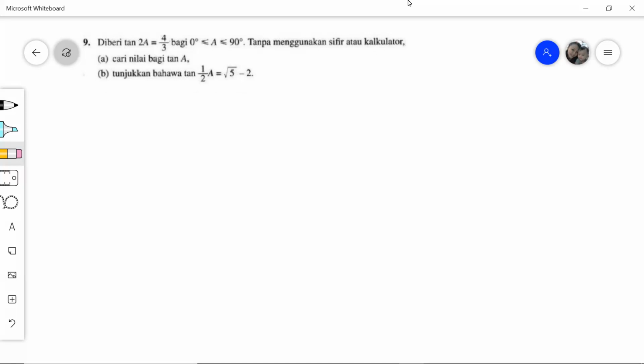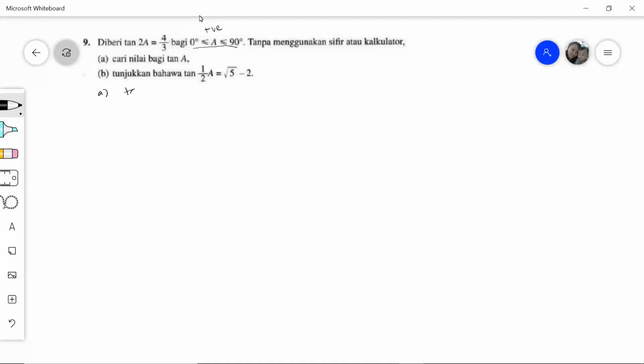Given tangent A equals 4 over 3, and we are given also that A is in the first quadrant. So what do we know about the first quadrant? All trigo functions will be positive, so your tangent will be positive as well. Without using the log book or calculator, we need to find the value of tangent A. So just apply the formula of the double angle.